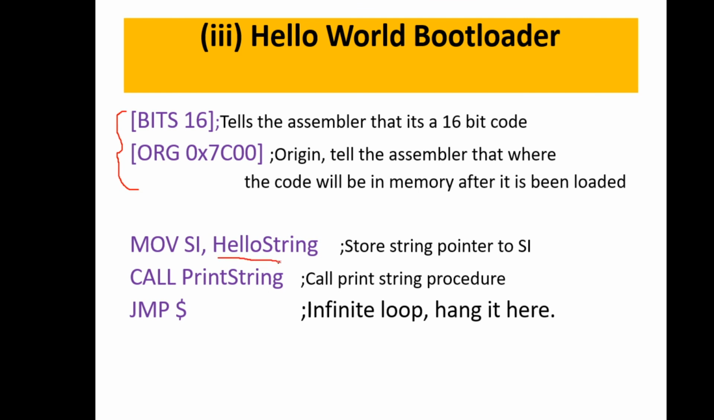So hello string is a pointer which is going to store the hello world content, and that is pointed to SI. SI is your source index. This is a register which is used to store the address, so it is a pointer. Pointer is the address. So SI, the source index, is going to hold the beginning of my hello string characters. Then I'm going to call a print string procedure call.